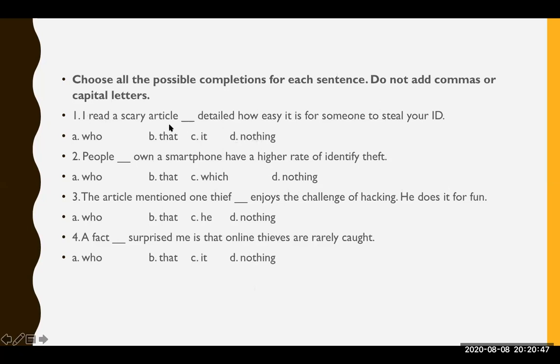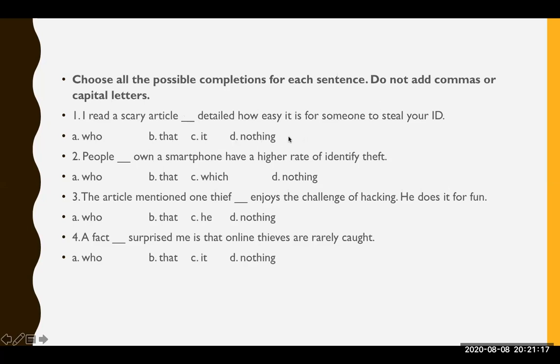It is also wrong, because remember, you can't connect sentences with nothing or with a comma. You don't just simply say, "I live in Gaza, I study English," with no full stop, no semicolon. There has to be some kind of connector or a full stop or semicolon. So I read a scary article, who doesn't work, because article is a thing, not a person. So the right answer here is that.